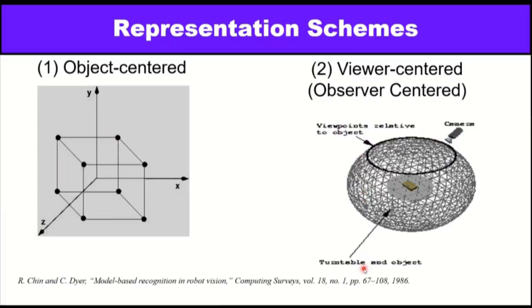Now, if I look at an object, I have two types of views or representation schemes. One is object centered and the other is viewer centered, or observer centered. If I focus only on the object, then my view becomes object centered. My reference frame is aligned to the object and my camera frame is aligned to the object frame. So the view is object centered.